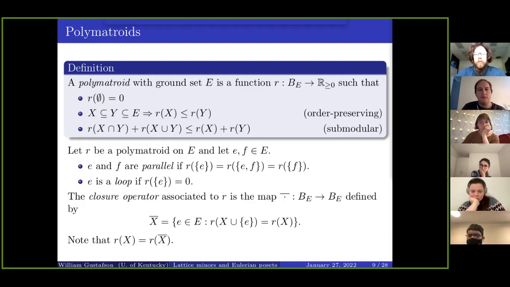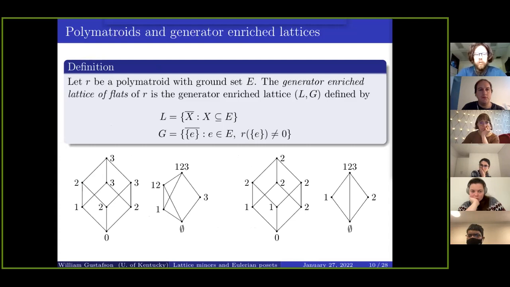So now we can associate to any polymatroid a generator enriched lattice. These closed sets are commonly called flats, and they're well known to form a lattice when ordered under inclusion.